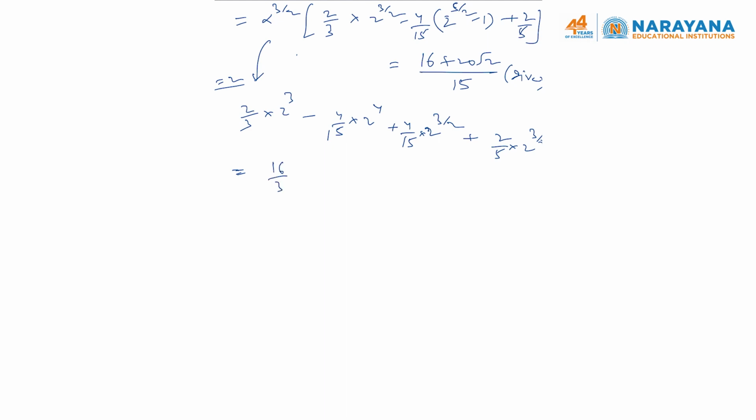So 8 into 2, 16 by 3. This is 16 into 4, 64 by 15, and plus this is 2 to the power 3 by 2, you can take common, and 15 is the LCM. So 6 plus 4, 10 by 15. So 10 by 15 into 2 into root 2, that you can write. And here again it is 80 minus 64, that is 16 itself. So 16 by 15 plus 10 by 15, sorry 20 by 15 now, 20 by 15 root 2. So that matches, you see 16 plus 20 root 2 by 15. So our guess was correct. Hence alpha is 2. That is our answer.